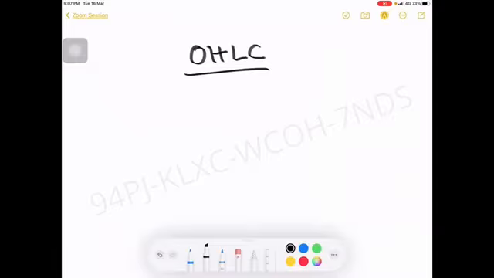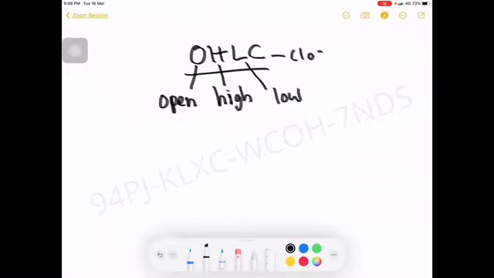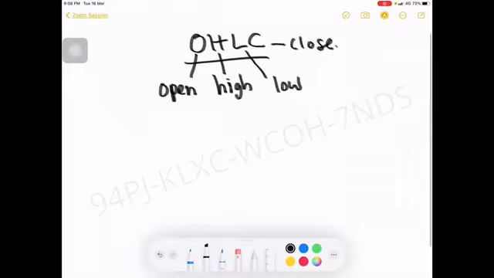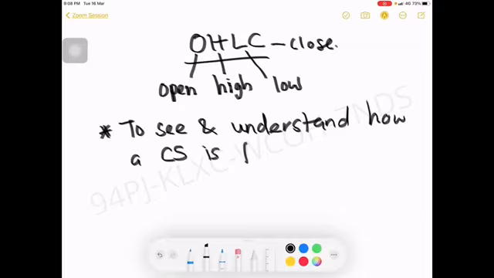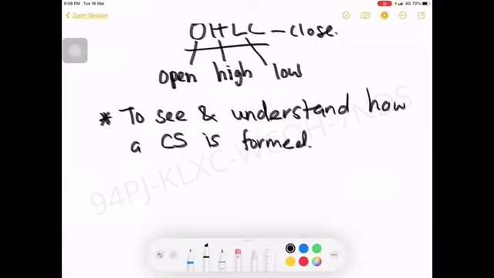Okay, so O means open, high, low, and close. So this is what OHLC means. Okay, so what is OHLC? OHLC is what we use to see and understand how a candlestick is formed. Okay, there are only two rules for OHLC.